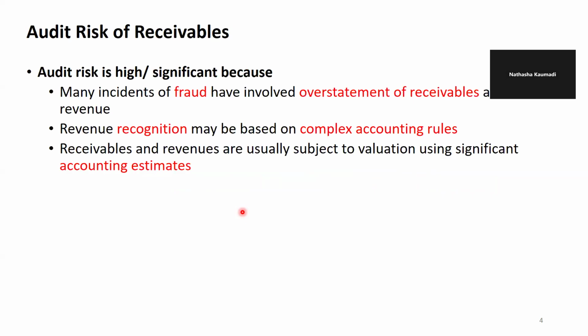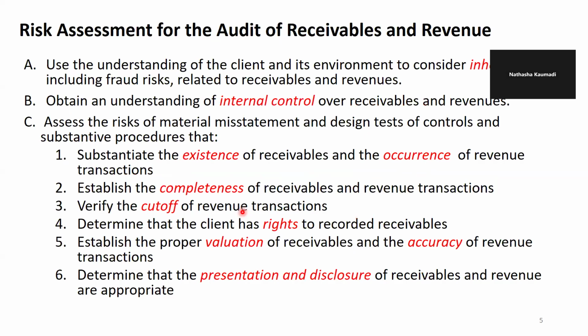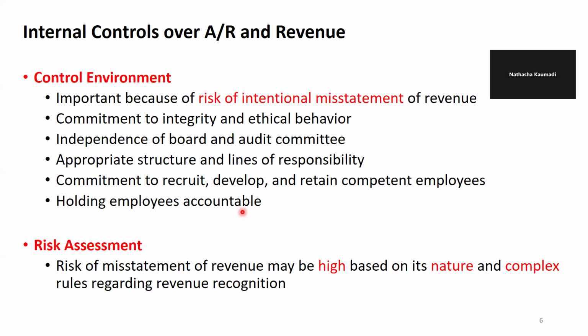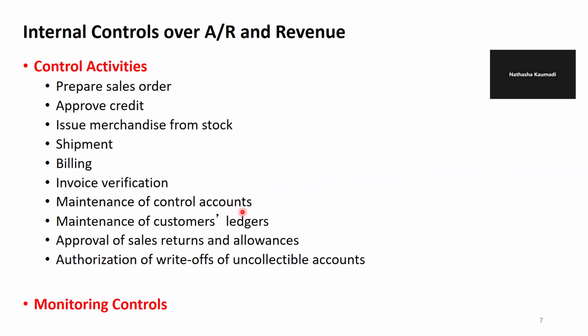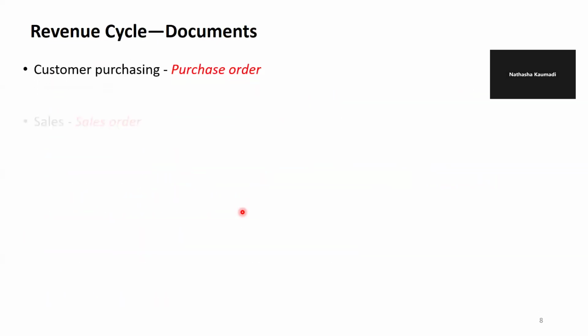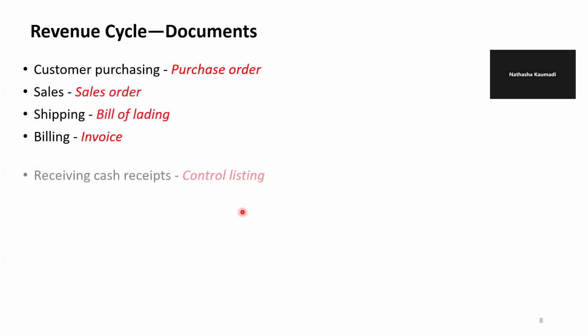So why is audit risk very high when it comes to revenue and accounts receivables? And then how do you assign the risk assessment? How do you basically assess the risk of this revenue and trade receivables? And what are the control environment, risk assessment, control activities? And then we discussed the revenue cycle. What are the documents we can have?